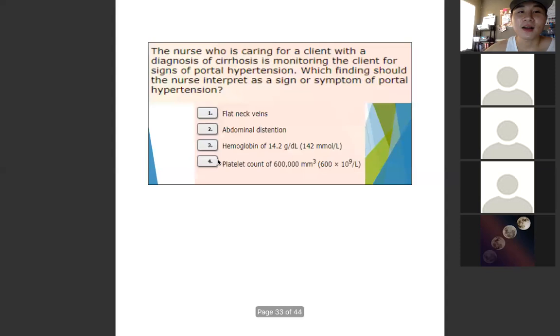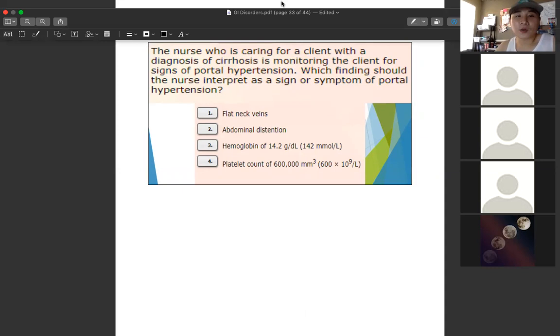Okay, so the first question: the nurse who is caring for a client with a diagnosis of cirrhosis is monitoring the client for signs of portal hypertension. Which findings should the nurse interpret as a sign or symptom of portal hypertension? All right, the question is asking for a sign or symptom of portal hypertension.